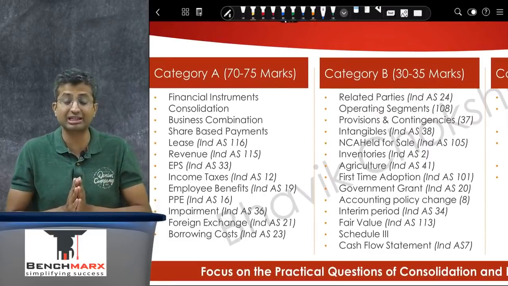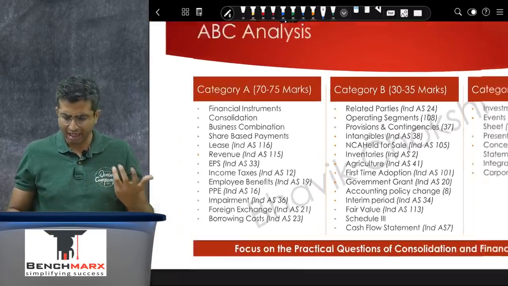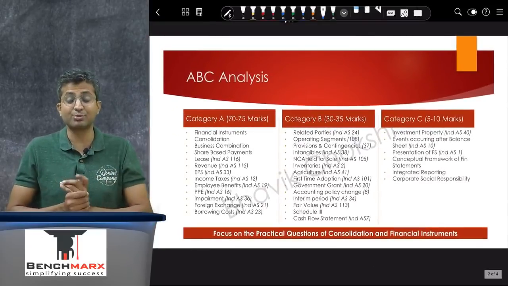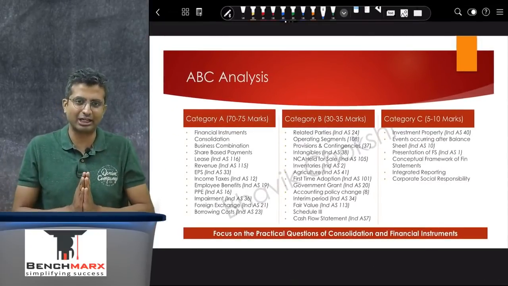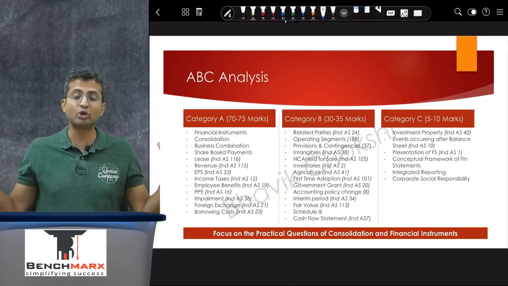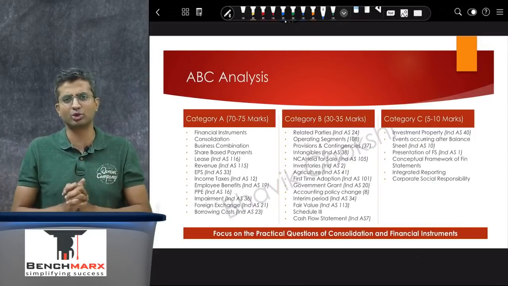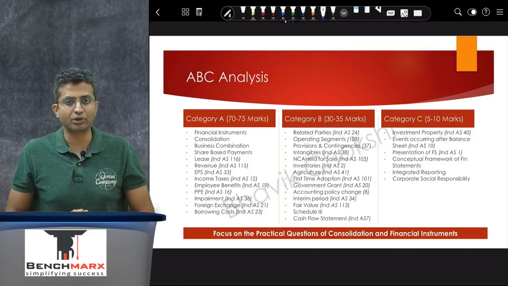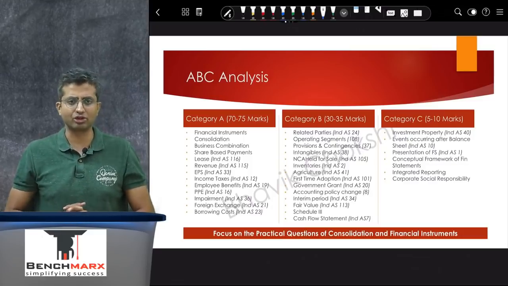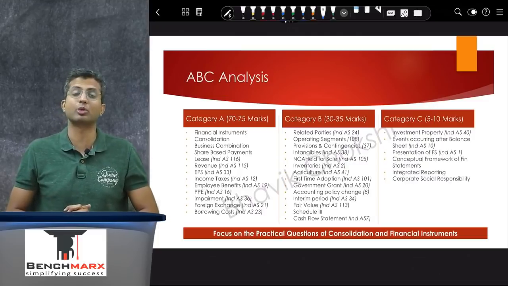I'll be just sharing the PDF for this as well, so you can refer to this ABC analysis, but hopefully you will focus and try to do all that is there in your material. You have a good time before your exams. Please do utilize it properly. Focus on the practical problems of consolidation and financial instruments. Specifically, numerical questions are very likely to come from these two topics.